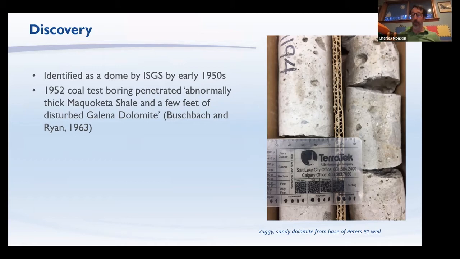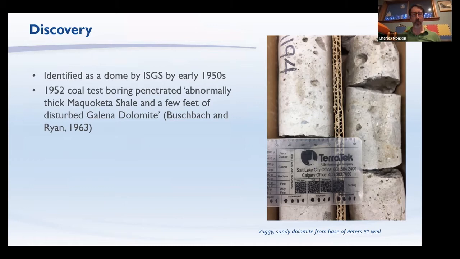It looked kind of like the Maquoketa Shale, but it was a little more carbonate heavy, wasn't quite the same color, wasn't quite the same texture. They didn't know what to call it, so they called it abnormally thick Maquoketa Shale. They kept on going through that.